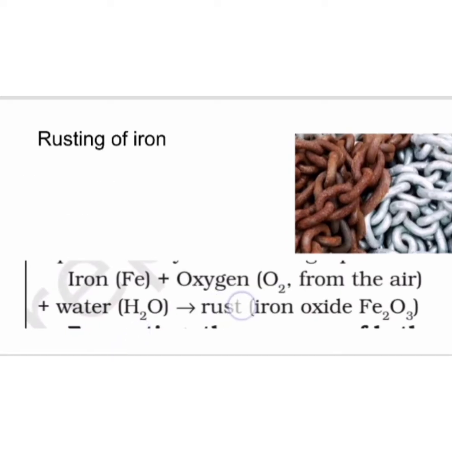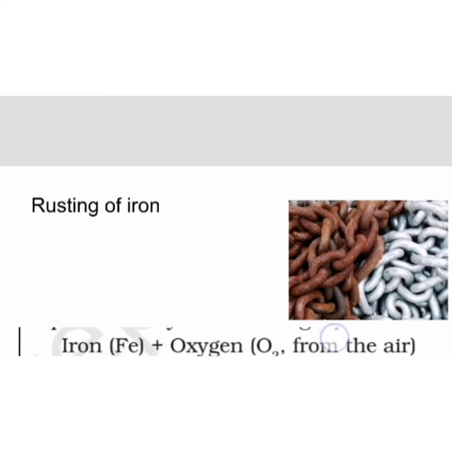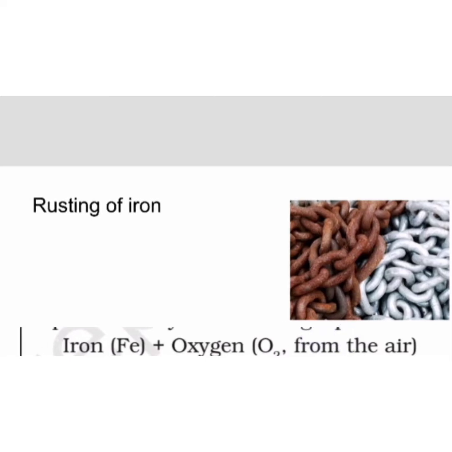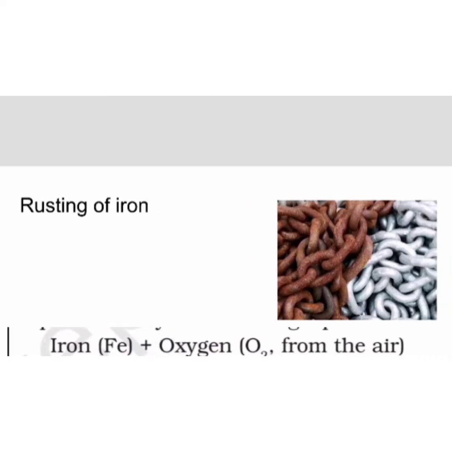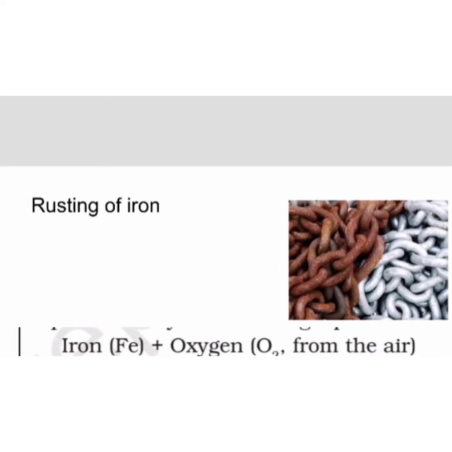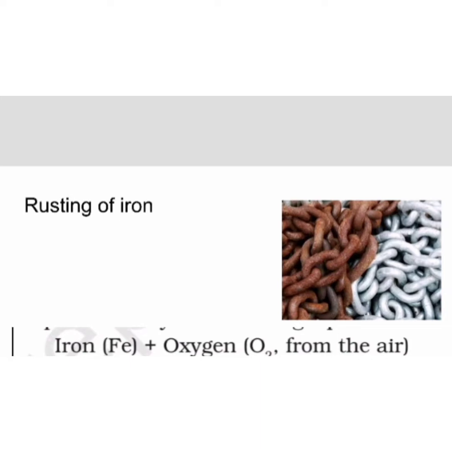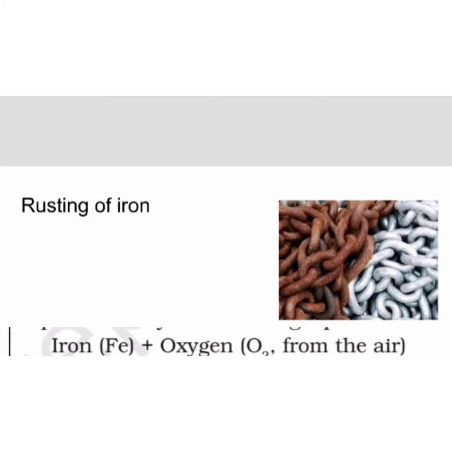It forms the rust. Fe means iron, and O2 means oxygen that is present in the air, and H2O means water. These three react with each other and form the rust, that is Fe2O3, iron oxide. Okay, that forms the rust. This is the process of rusting of iron. For rusting, it needs oxygen and water vapor. That is essential for rusting of iron.